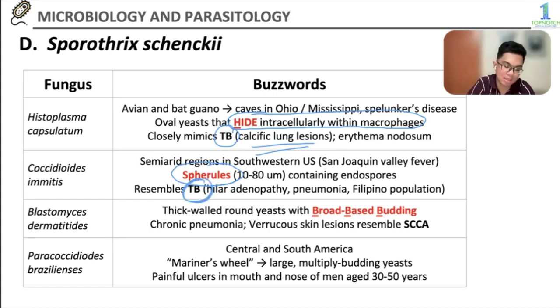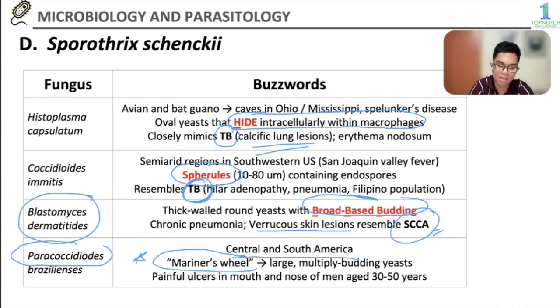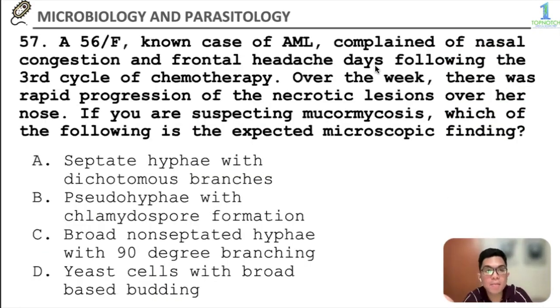So, Blastomyces dermatitidis, so B, broad-based budding. And it results in verrucous skin lesions pag skin yung affectation that resembles squamous cell cancer, okay? And Paracoccidioides, it's in the Central and Latin America. And yung keyword din sa kanya is a mariner's wheel. So it's like a man-hater disease kasi it results in painful ulcers in the men aged 30 to 50 years. Okay? Sige, next tayo.